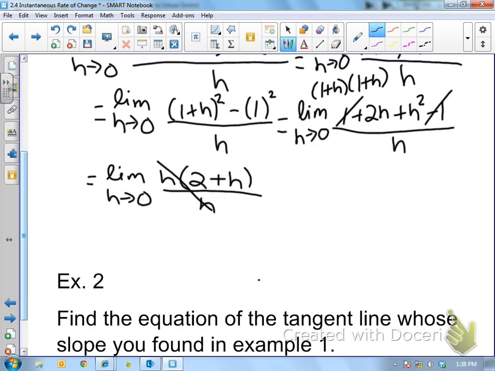So now that I have no more h in the denominator, how do I solve this limit? Plug it in. It's like super gross. So this is the slope of the tangent line.